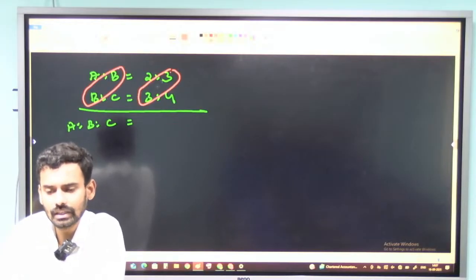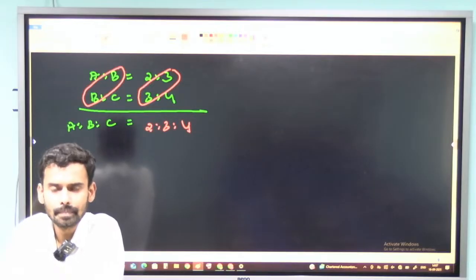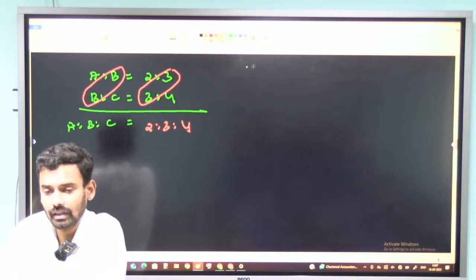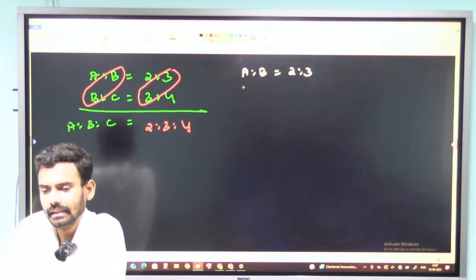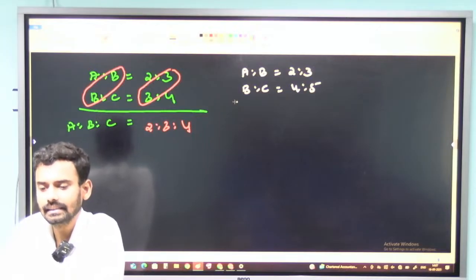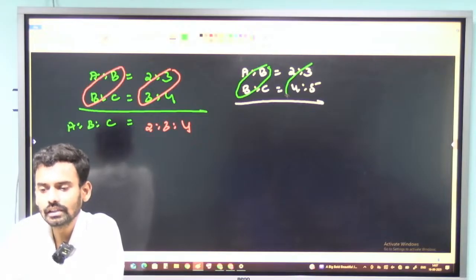In such cases, you can directly merge the ratios as 2 is to 3 is to 4. But what if they are not equal? Like A is to B is equal to 2 is to 3, then B is to C is equal to, let's say, 4 is to 5. In this case, the common entity is B, no doubt, but that B is not the same here.